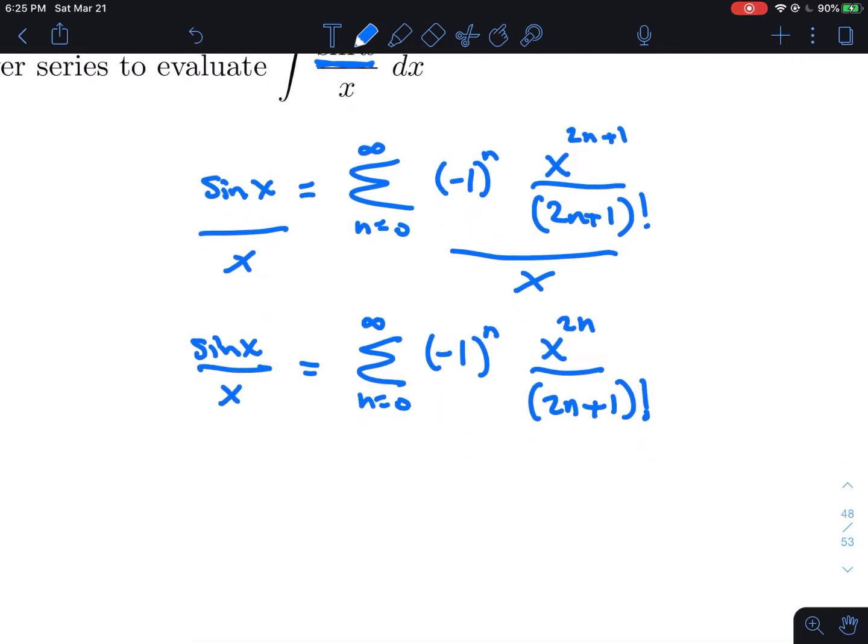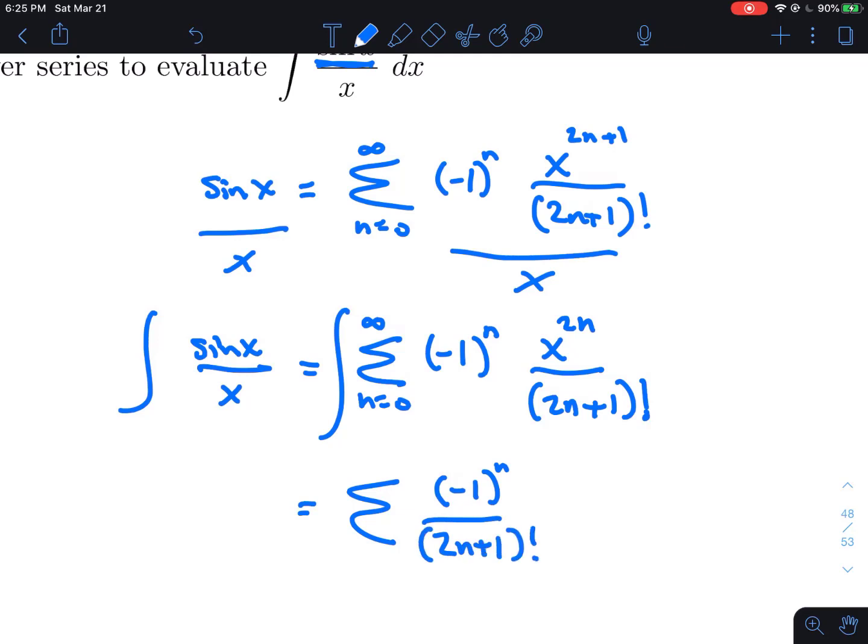All right, so the last bit is, well, if I want to integrate it, we can just integrate term by term. So if I integrate term by term, right, the negative 1 to the n is constant with respect to x. The (2n plus 1) factorial is constant with respect to x.